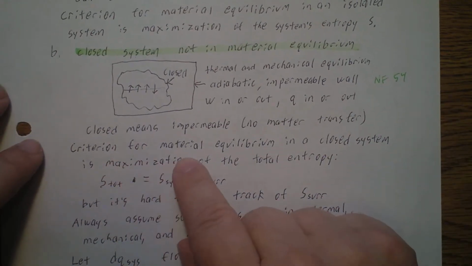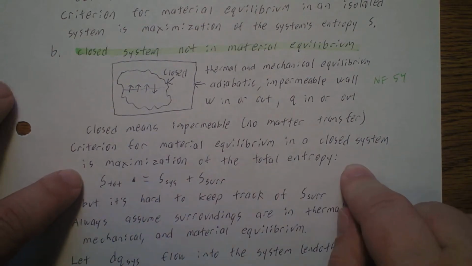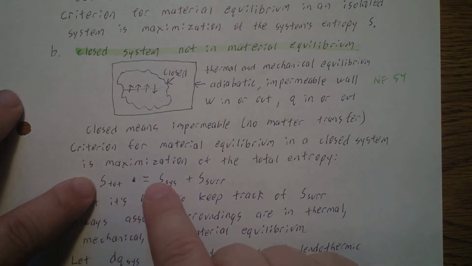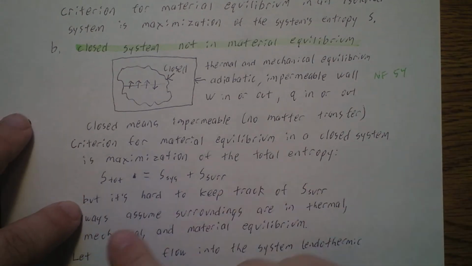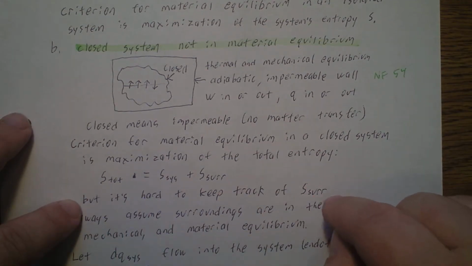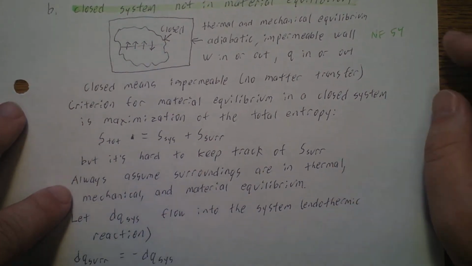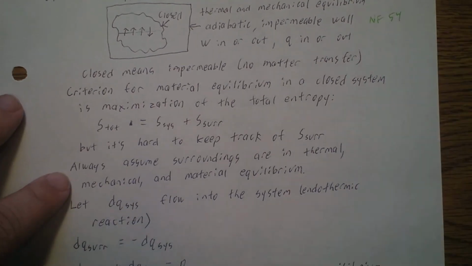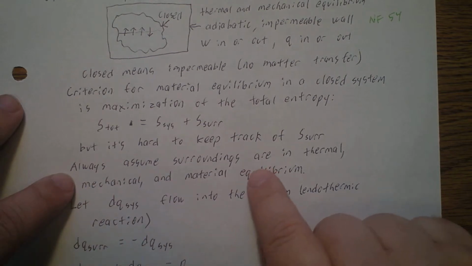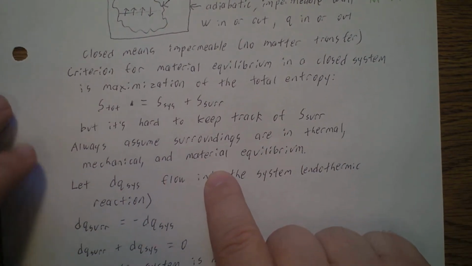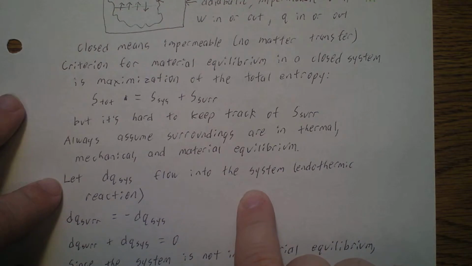So the criterion for material equilibrium in a closed system is the maximization of the total entropy. The total entropy is equal to the entropy of the system plus the entropy of the surroundings. But here's the problem. We might not know anything about our surroundings. How are we going to keep track of the entropy of the surroundings? We know our system, but we don't really know what's outside necessarily. Now, because we're doing reversible processes mostly, we're always going to assume that the surroundings are in thermal, mechanical, and material equilibrium.